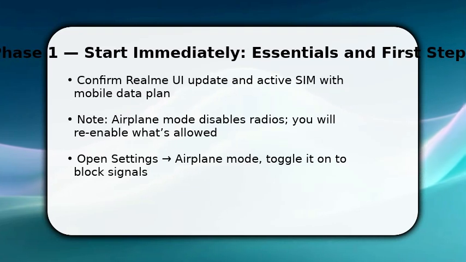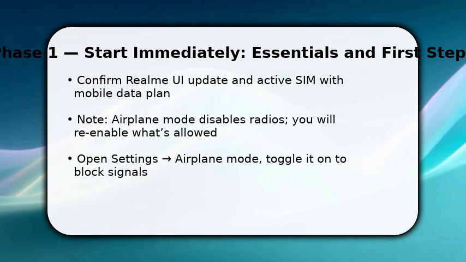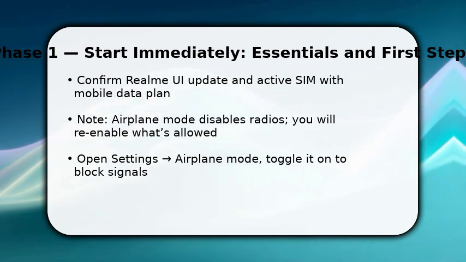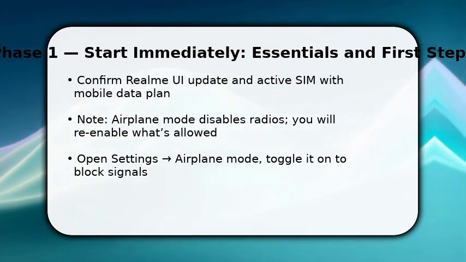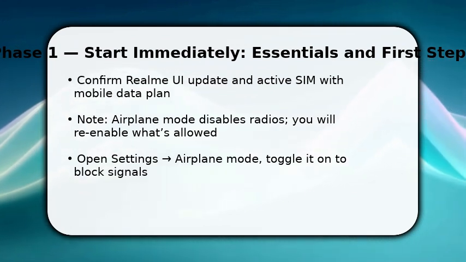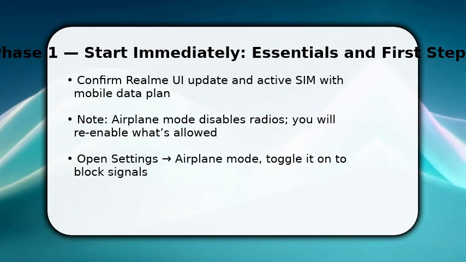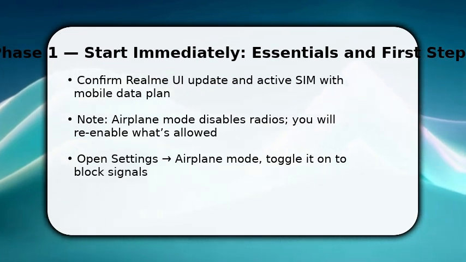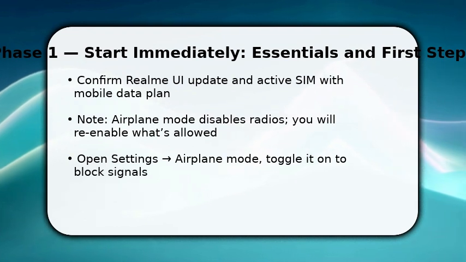Enjoy the video. You start by confirming basics: Realme UI updated, an active SIM, and a data plan that works. Once done, flip airplane mode on to suspend radios. This is deliberate. Now open settings and keep the airplane mode screen visible. You will selectively re-enable radios. This avoids network scans and obeys onboard rules.